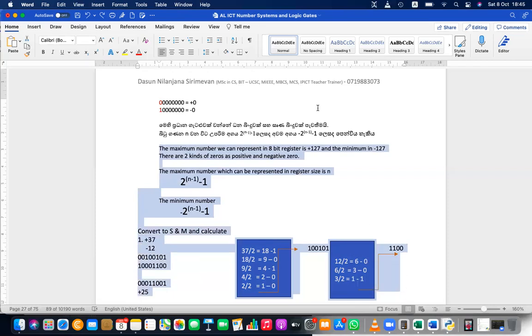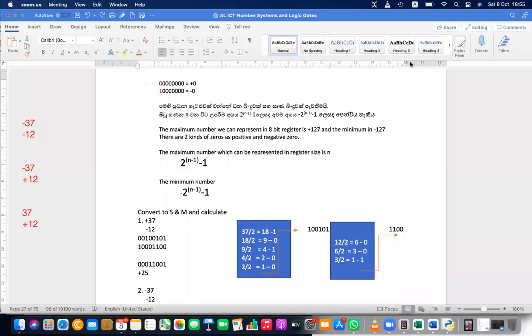So let's see what is the issue here. So one problem is having two kinds of zeros, positive 0 and negative 0. That is a problem. The next problem is the calculation problem. To identify that, we need to do some calculations. That is what we are doing now. Minus 37 minus 12. The answer is this. Minus 37 minus 12.